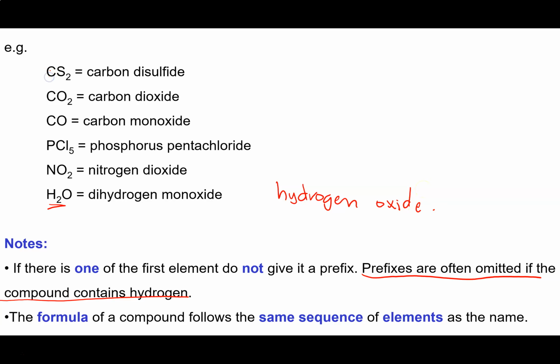So we've got one carbon, one sulfur, right? So no prefix for one of the first atoms, so it becomes carbon. And then for sulfur, we write the stem name, add the letters IDE. There are 2 of them, so we add the prefix di.